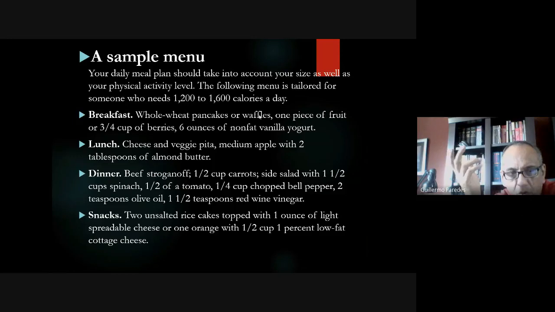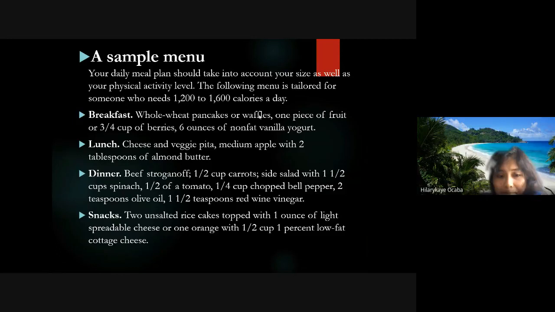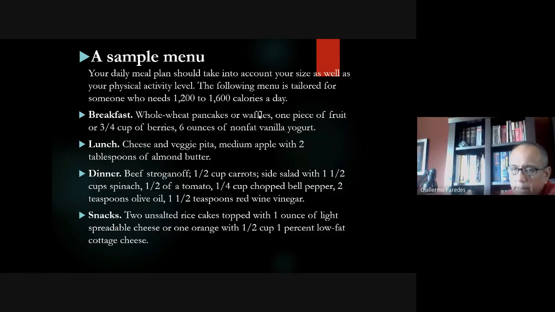One piece of fruit, or three-quarters of a cup of berries. What is that giving you? Vitamins. Vitamins, beautiful. Vitamins and minerals, right? Six ounces of non-fat vanilla yogurt. What can you tell me about that? Calcium. Yeah, calcium, yogurt. What else? Vanilla is just a flavor.